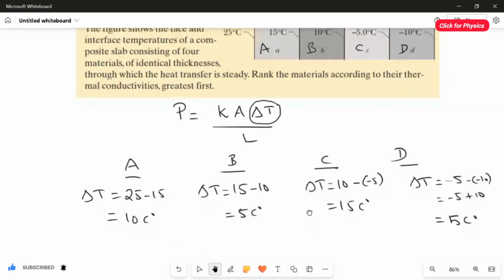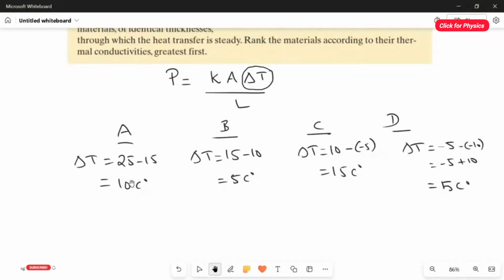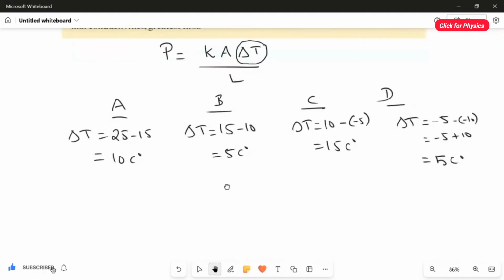Now you can see material A has a change in temperature of 10 Celsius degrees, B 5 Celsius degrees, C 15 Celsius degrees, and D 5 Celsius degrees. So here material C has the greatest value of delta T. That means the temperature drop is greater. Whenever a material has the greatest temperature drop, we can say that material has low thermal conductivity. Now you can see materials B and D have the same answer, and here the temperature drop is smaller, which is 5 Celsius degrees.